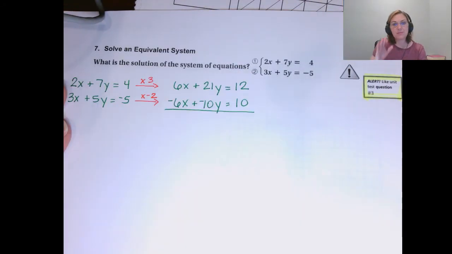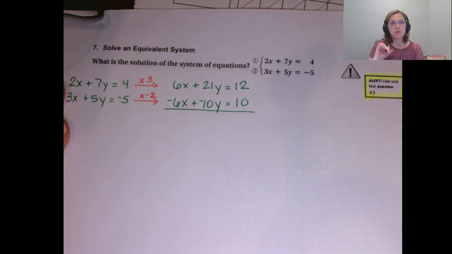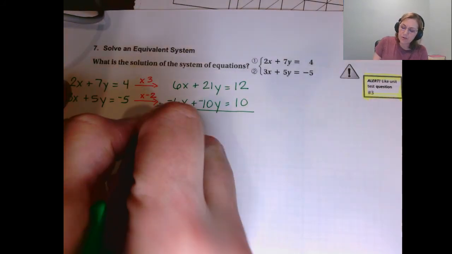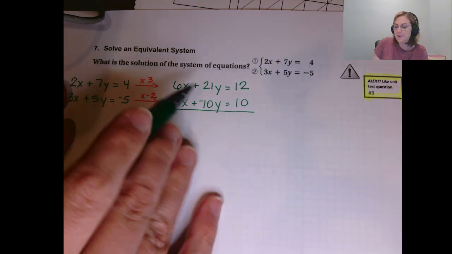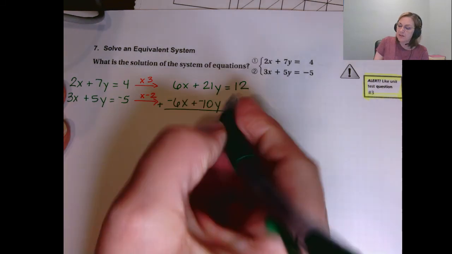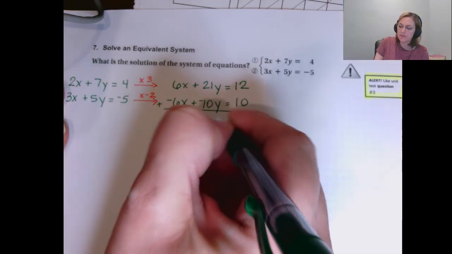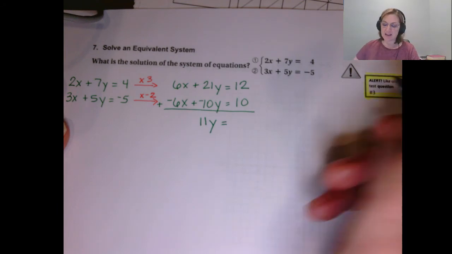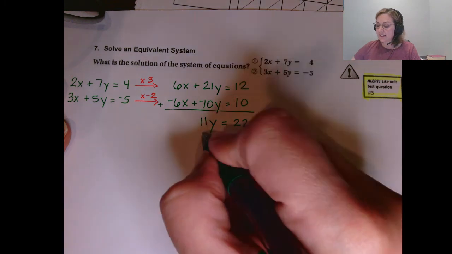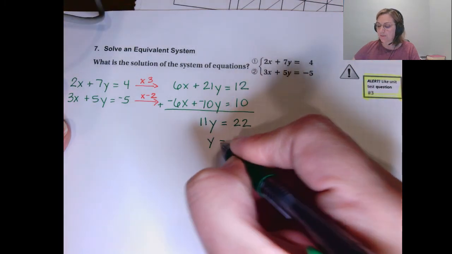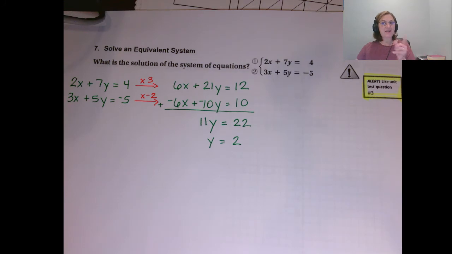Now that we have those numbers the same in front of the x's, one being positive, one being negative, let's add. Notice these x's are eliminated. That's the whole purpose of what we did there. 21y plus negative 10y would give me 11y. And 12 plus 10 would give me 22. So easily I can divide by 11 and y would be 2. So pretty easy once I got the same number in front of the x's to then eliminate.